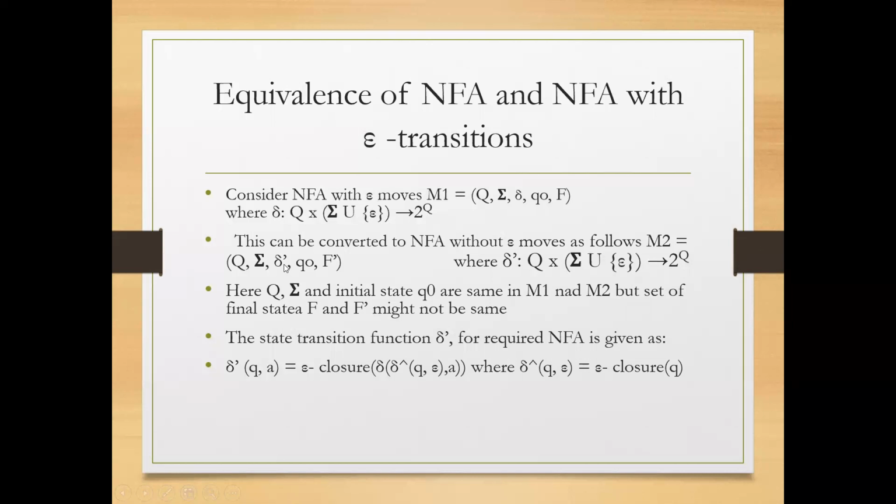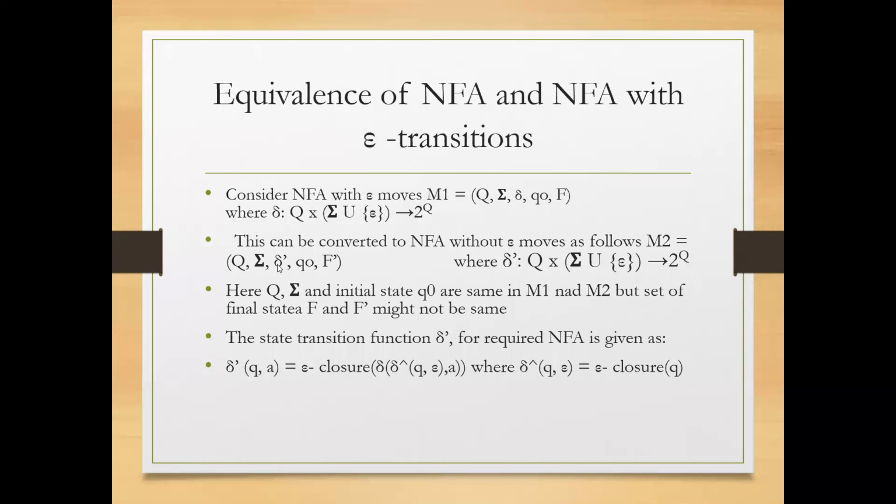Now if you want to convert this M1 to the NFA without epsilon, then we will name the resultant NFA, which is without epsilon, as M2. M2 will also have the same set of tuples: Q, sigma, delta dash, Q0 and F dash. From here you can observe that the set of states Q, the set of input symbols, that is the alphabet, and Q0, the initial state, will remain the same as in the NFA with epsilon.